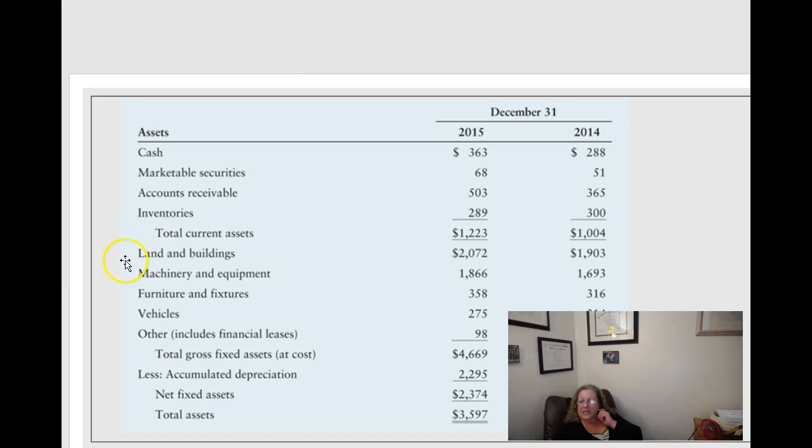Then we would list our fixed assets, things like land and building, machinery and equipment, furniture and fixtures, vehicles, things like that. And we would total those together. And then we would subtract any accumulated depreciation and get a net fixed asset figure. And then we would total all of that together, our current and our net fixed, and get total assets.